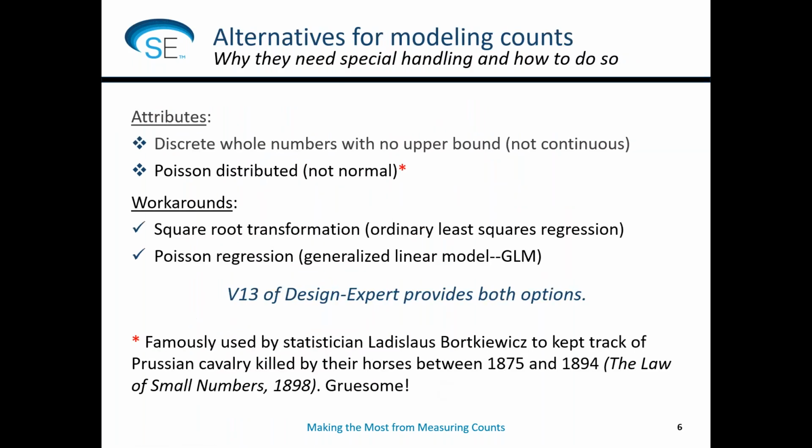So here are some of the considerations that are worth discussing. First of all, the attributes of counts is that they're discrete whole numbers. There's no upper bound, and they're not continuous. And given all that, then you'll find that these counts are not normally distributed by the bell-shaped curve, but rather they take a distribution called the Poisson distribution.